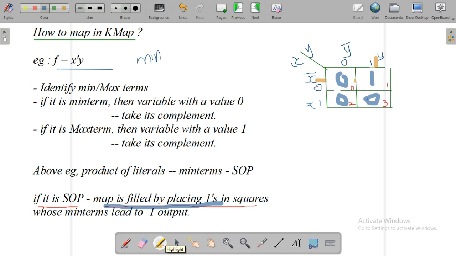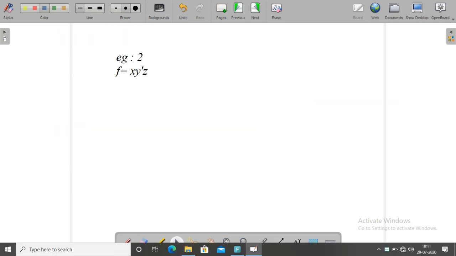So this is known as mapping the values in a K-map. This is the process. One more example we can do. In the second example, x y dash z, there are 3 variables, so we have to draw a 3 variable K-map.